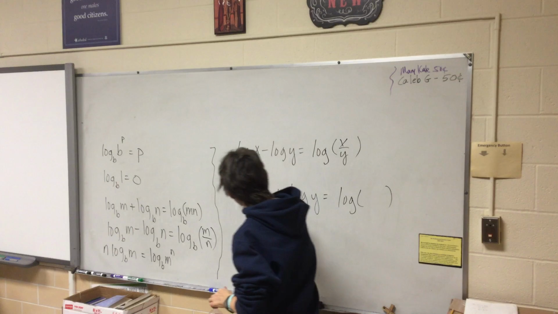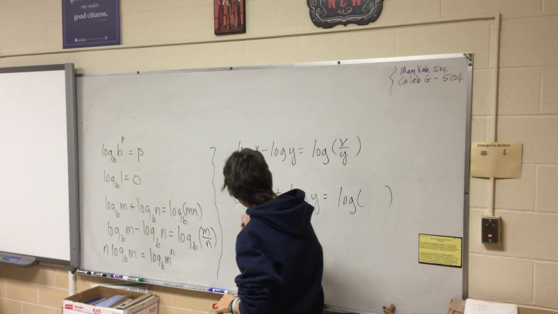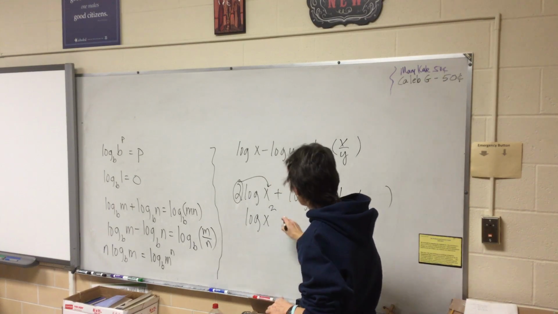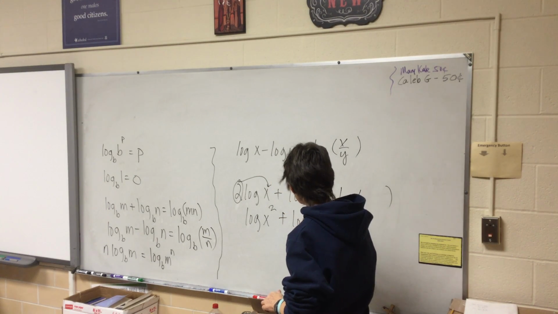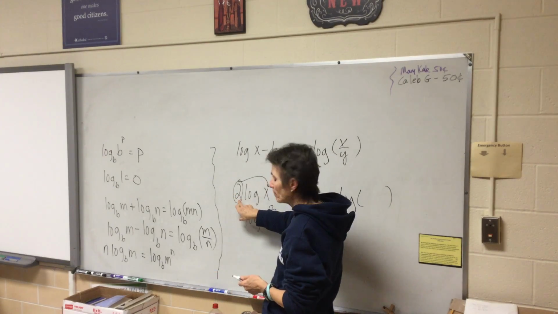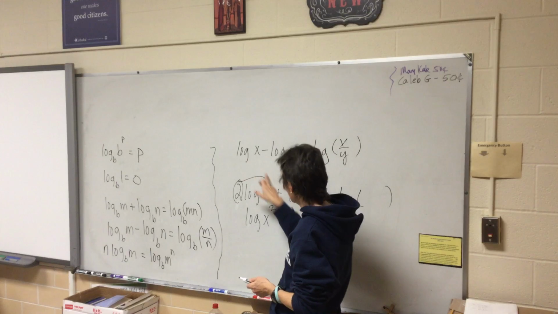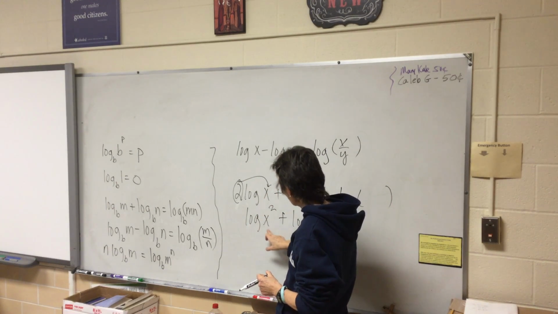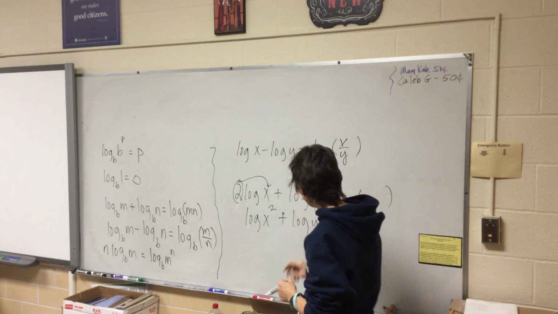Exponent. It becomes an exponent. So now it's log x squared plus log y. Anytime you have a number in front of a logarithm, pull it up and make it an exponent. So now we have log x squared plus log y.